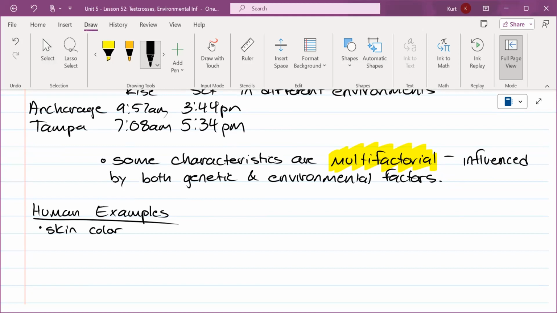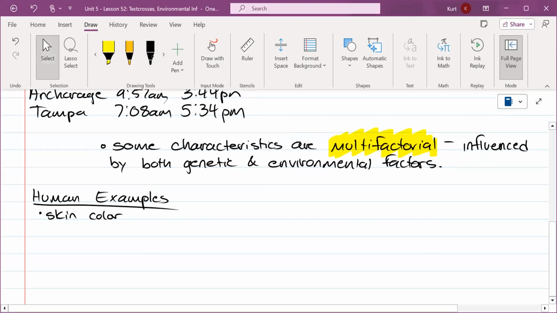I mean, look at Anchorage. The sun rises nearly 2 hours after we do, and the sun sets nearly 2 hours before it sets for us. They're on top of the planet. Another one is going to be height and weight.